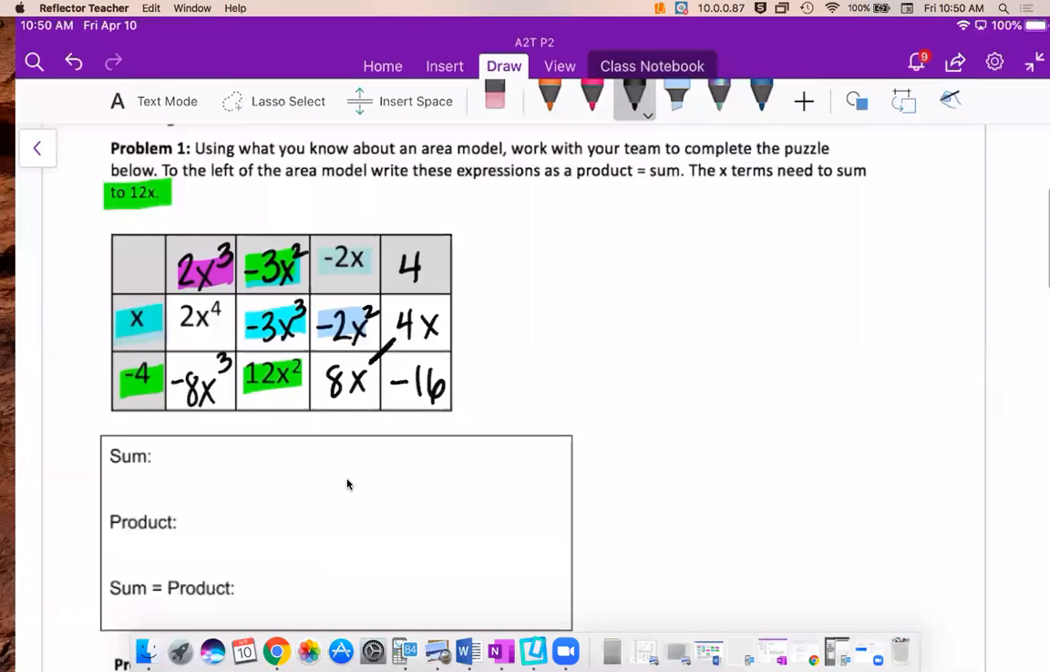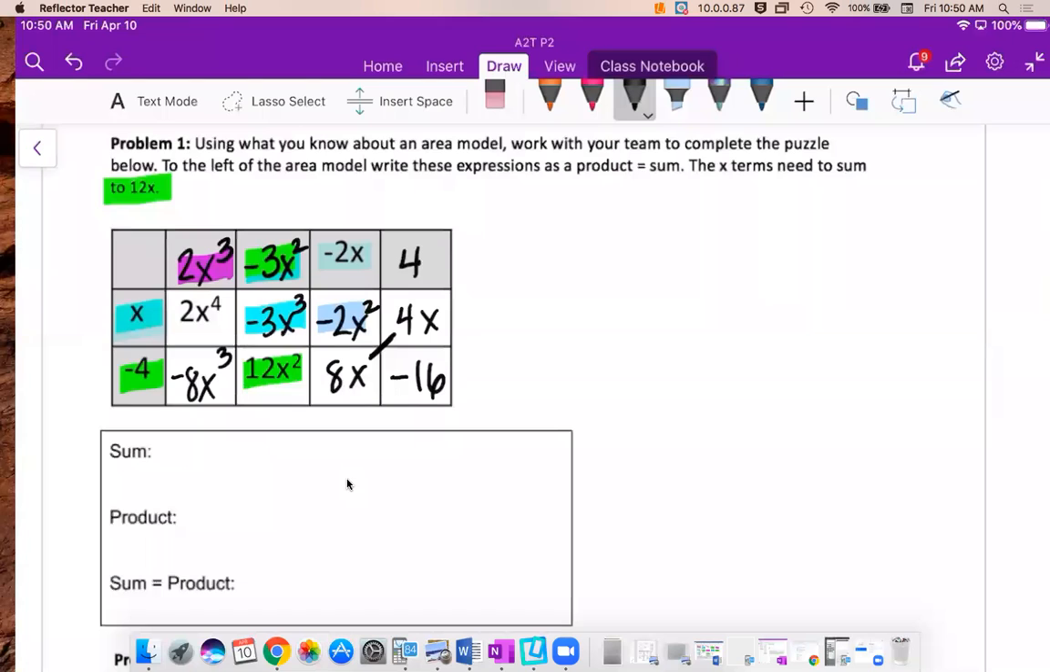Okay, so then we're going to write this as a sum and a product. So the sum is all of this inside added together. And we're just going to add these diagonals together. So it starts with being 2x to the fourth minus 8x cubed.